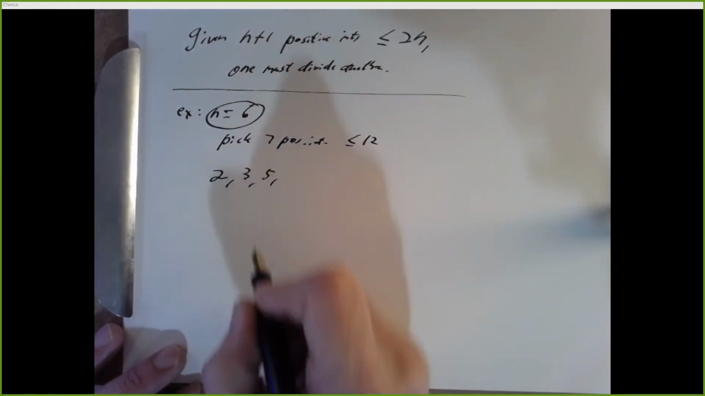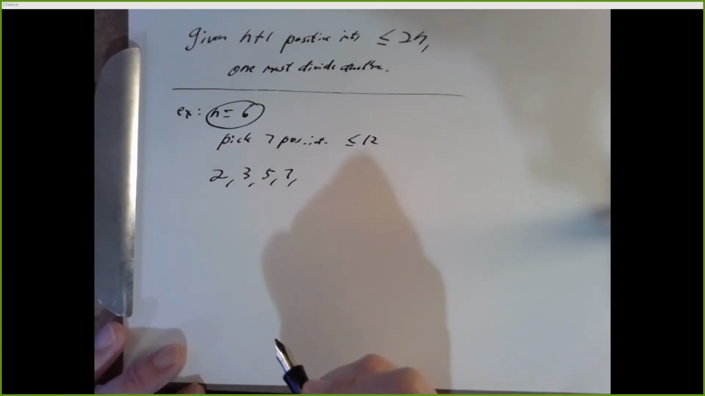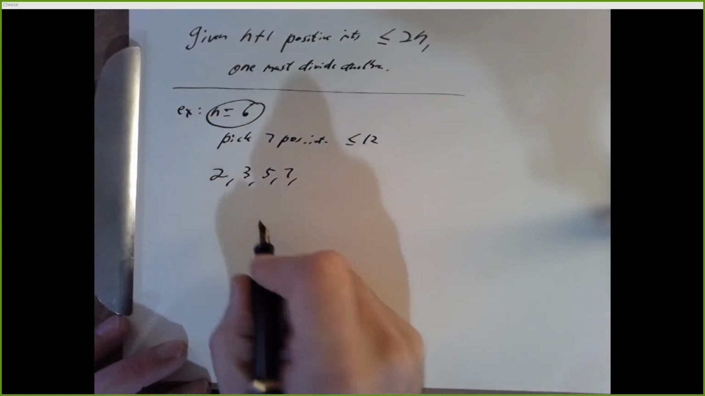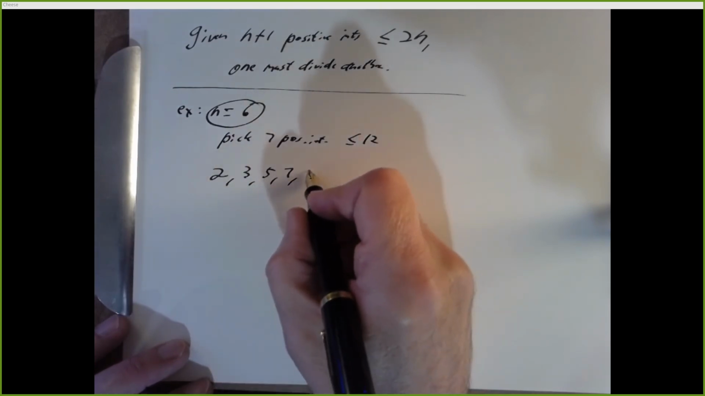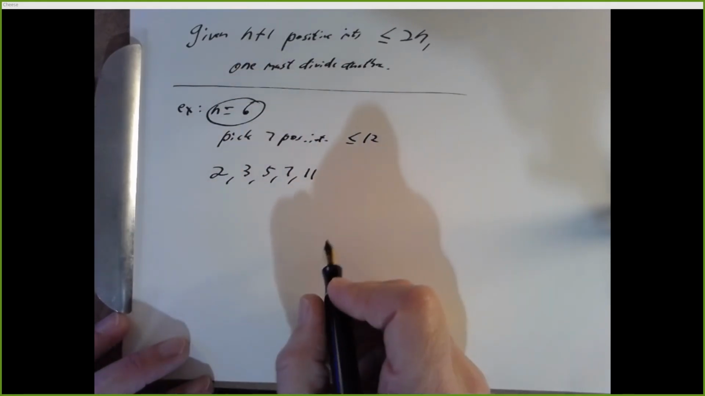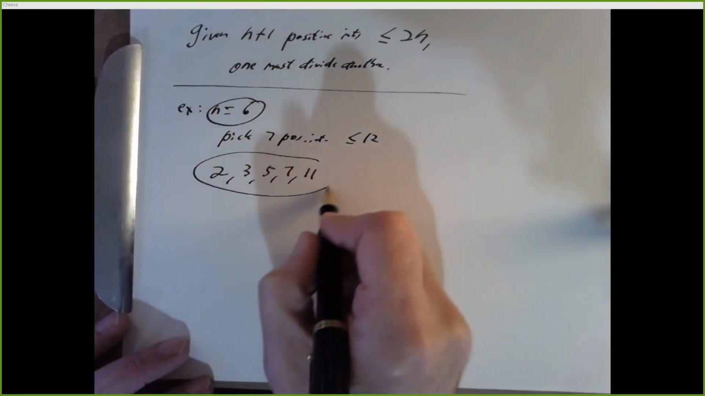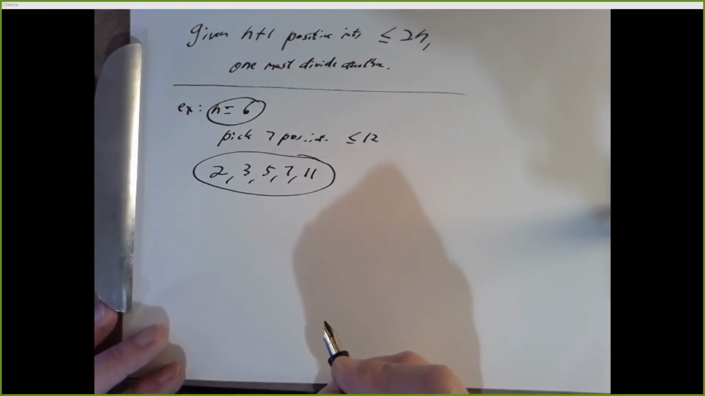We could pick 5. We can't pick 6 because that's even. We could pick 7. Primes are pretty safe. Can't pick 8. We also can't pick 9 because that's a multiple of 3. Or 10. We could pick 11. We can't pick 12 because that's a multiple of 2. So we managed to pick 5 positive integers, but if we get to 6 positive integers, one's guaranteed to be a multiple of the other.